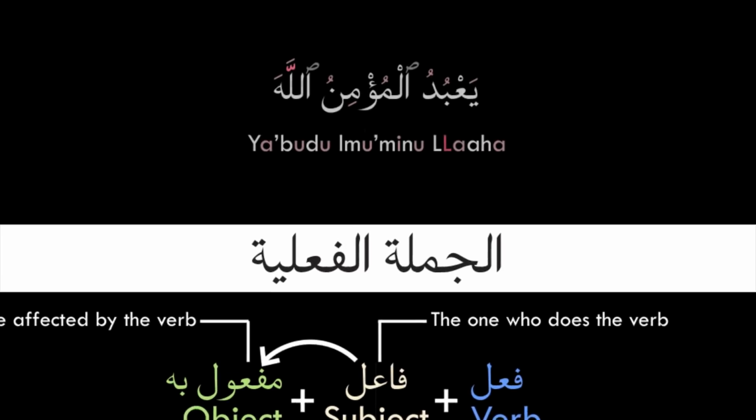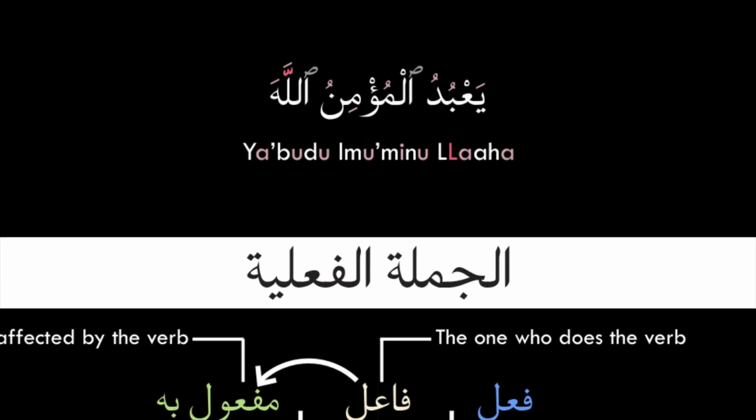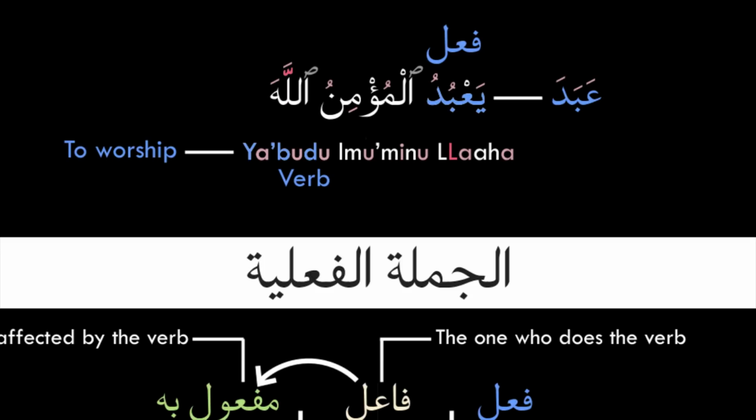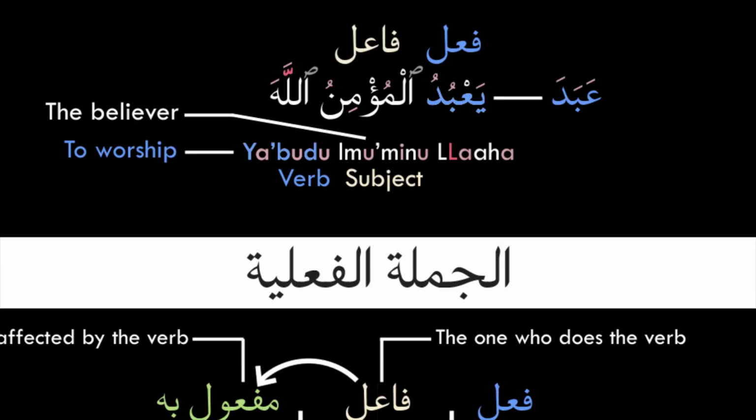Example, يَعْبُدُ الْمُؤْمِنُ اللَّهَ. Here, يَعْبُدُ is the verb عَبَدَ, to worship, in the present tense. So this sentence is verbal because it starts with a verb. Who is the one who does this verb? It is al-mu'min, the believer. So al-mu'min is the doer, the subject, al-fa'il.